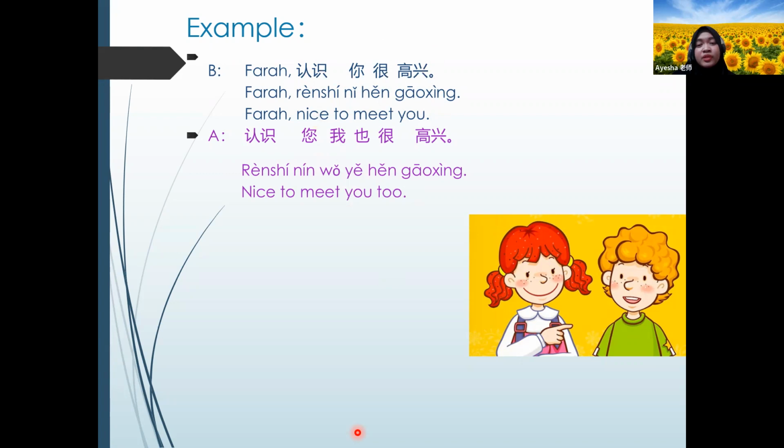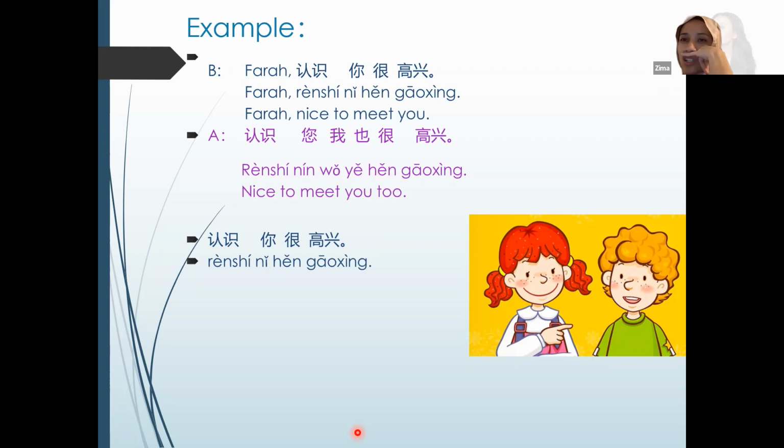Feels a bit weird, right? Why does it feel weird? Because they omitted the subject. 认识你很高兴. Let me put in the pinyin first, otherwise you get confused. It's weird because they omitted the subject. Who is happy here? Farah? Farah is happy? Are you sure? This person is talking to Farah.